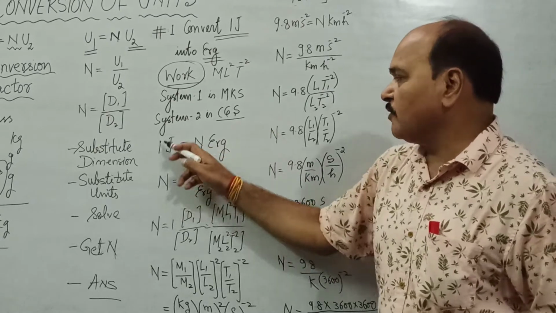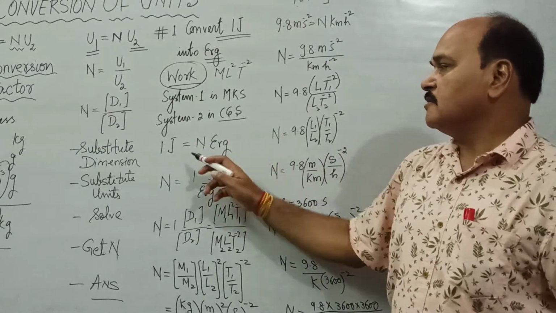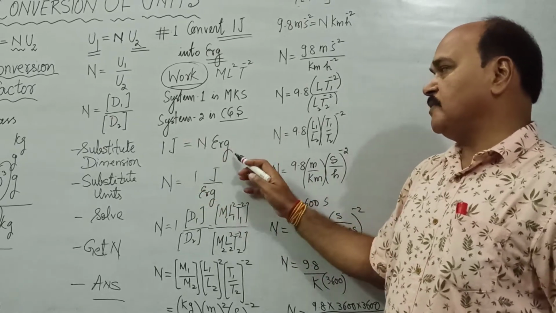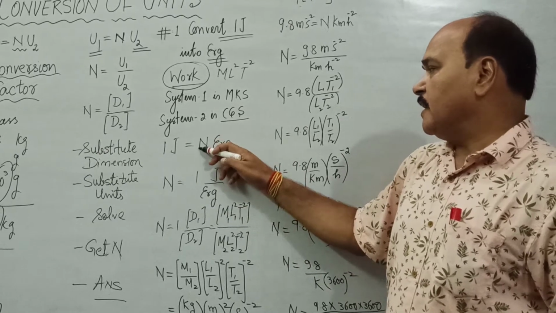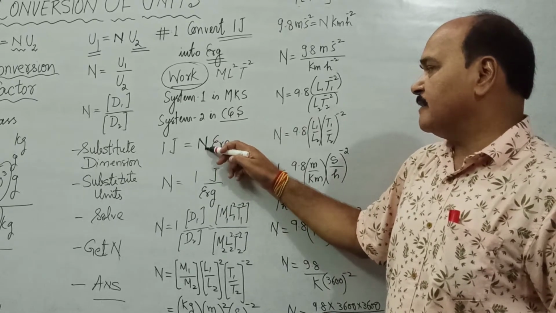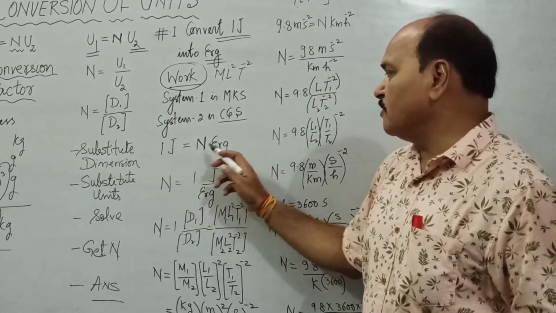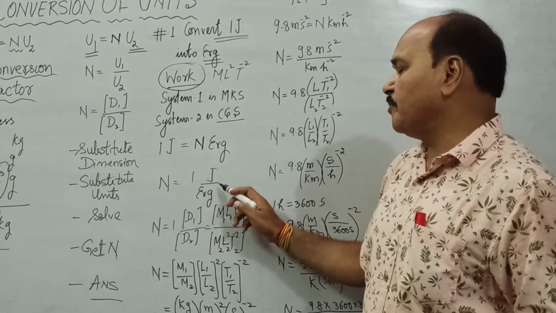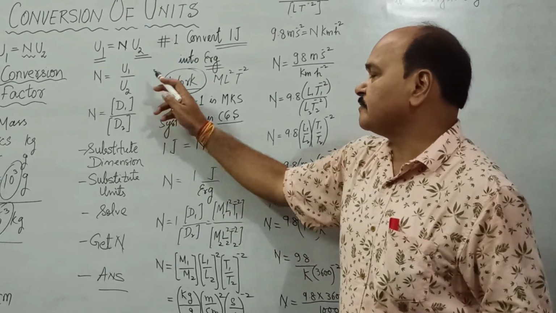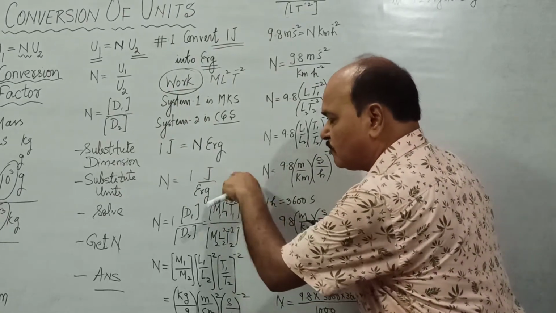Now, what is the value of 1 joule in erg? So 1 joule is going to be associated with erg with a conversion factor n. So what is the value of n? The value of n is going to be 1 joule upon erg. This step. Now from unit we will switch over to dimension.